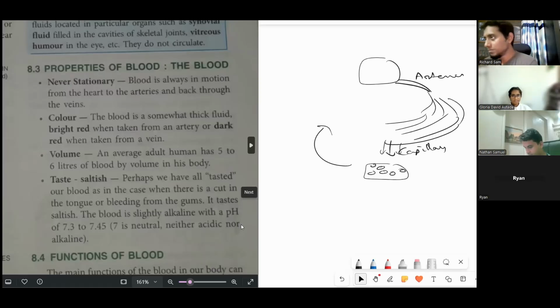So what makes your blood acidic? It is protein, animal protein, which means if you eat non-veg, your blood becomes more acidic. If you eat vegetarian food, your blood becomes more alkaline. Is that clear? All right.